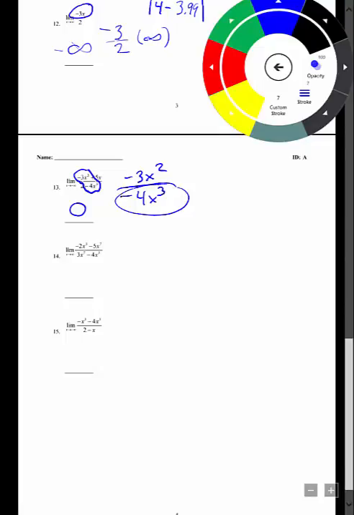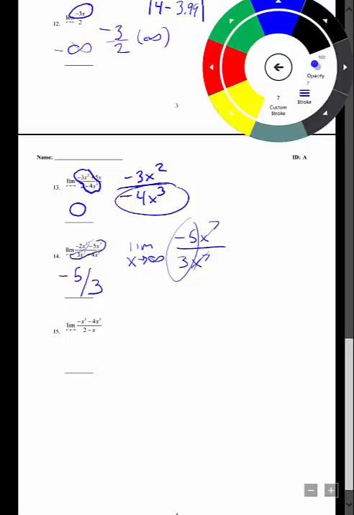14, we check our biggest exponent, which is 7. So this is like having the limit as x approaches infinity of negative 5x to the 7th divided by 3x to the 7th. And so we get negative 5/3.